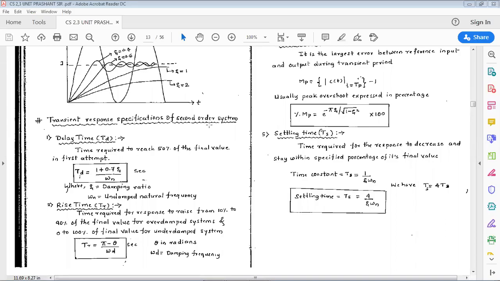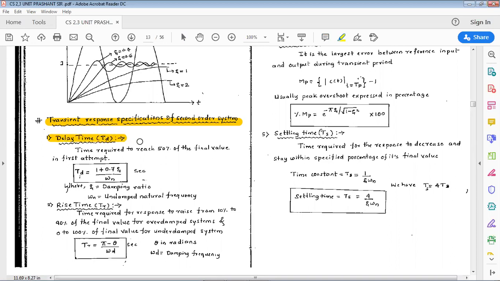Hello students. In the last class I discussed the second order time response derivations. Now we'll start with the transient response specifications of a second order system. In that we need to discuss some time domain specifications. So the first one is delay time.